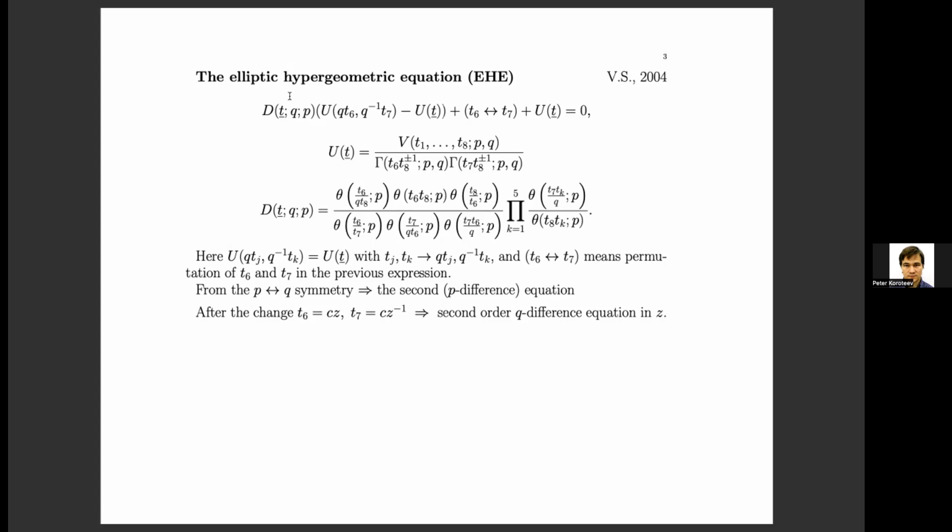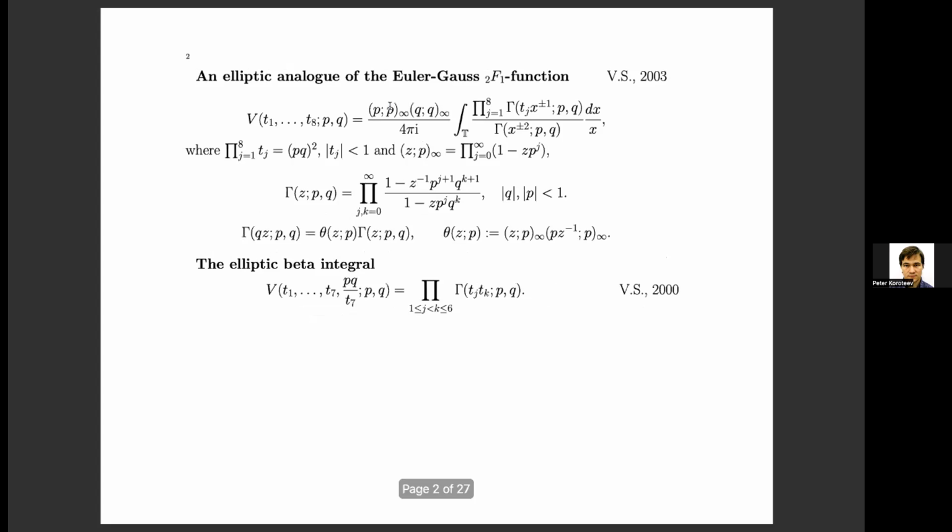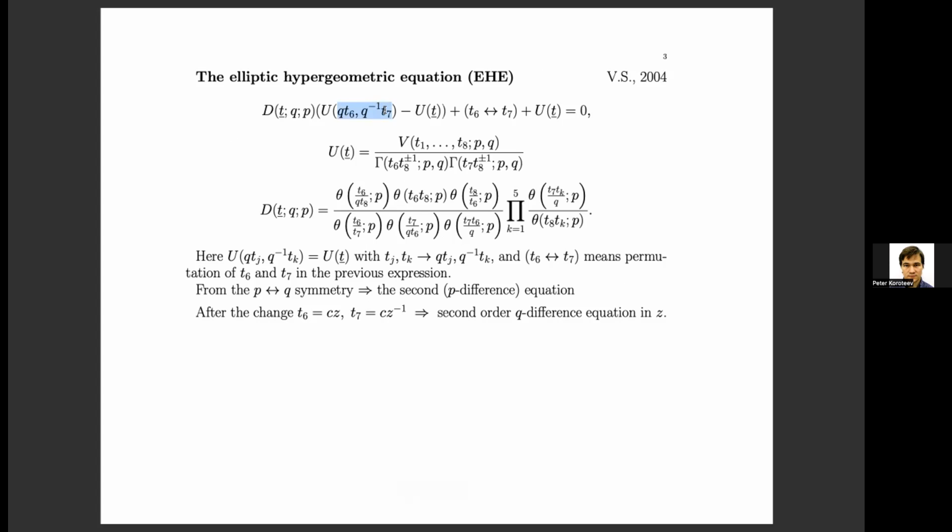Here is the description. First, I introduced the following combination of the V function divided by 4 elliptic gamma functions with such a particular choice of the parameters. Then this function satisfies this linear difference equation of the second order. Here, this expression means that in the parameters of this function, I replace T6 by q T6 and T7 by T7 over q. Why do I do it so? Because of the balancing condition. Remember, this balancing condition forces the product to be fixed. Once I scale this, I have to rescale back another parameter, and that's what I'm doing here. Well, and the potential D is a cute combination of theta functions.